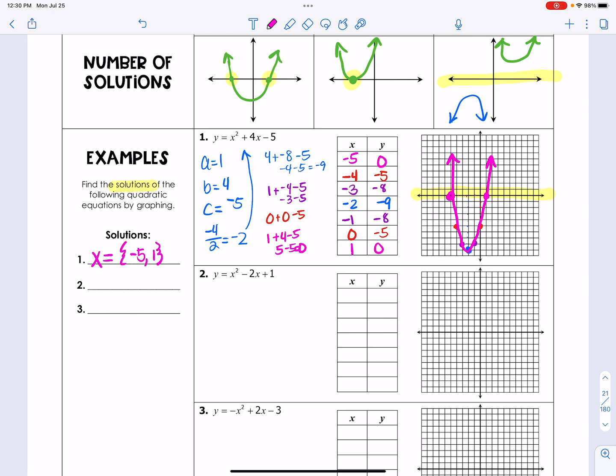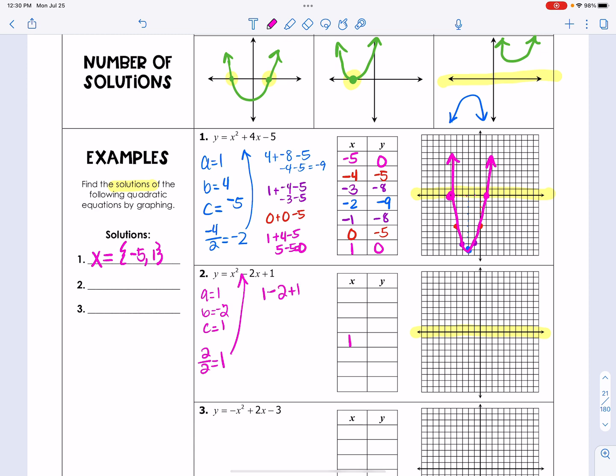Okay, all right. So let's take a look at number 2. Again, I'm looking for where it hits the x-axis. Once I find it, I'm done. So I'm going to do A equals 1, B equals a negative 2, C equals 1, and I'm going to do a negative B over 2A. So that's 1, and I'm going to put that in the middle. Then I'm going to plug it in here. 1 squared is 1, minus 1 times 2 is 2, plus 1. Wait a minute, that's 0. 1, 0. And that's the vertex. And that's the solution, and I know it goes up.